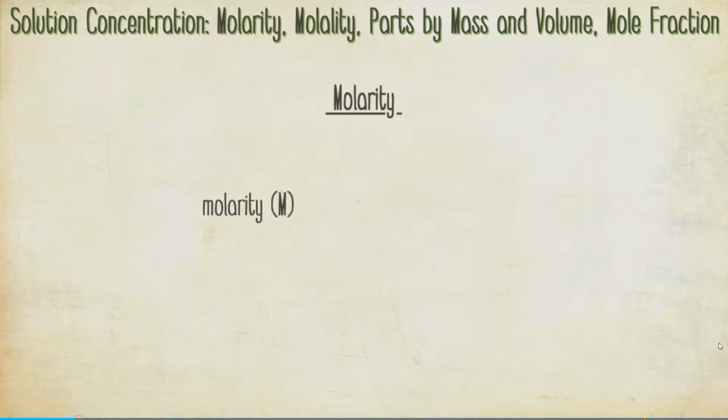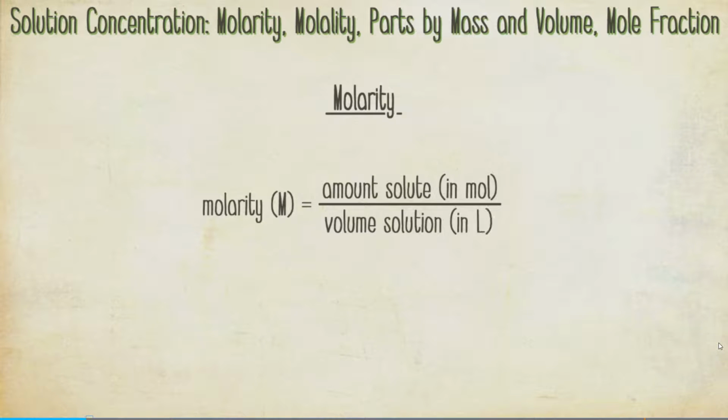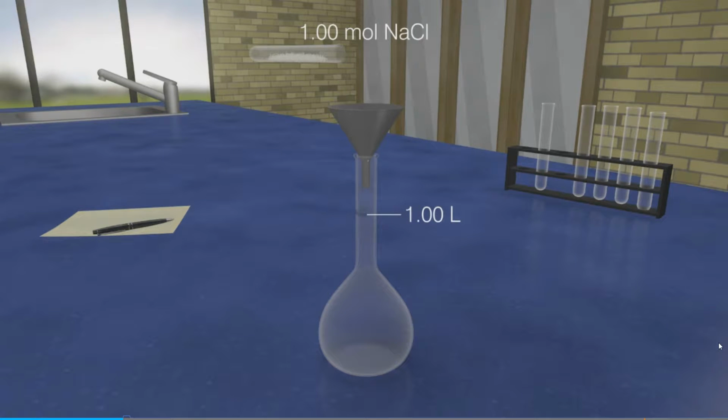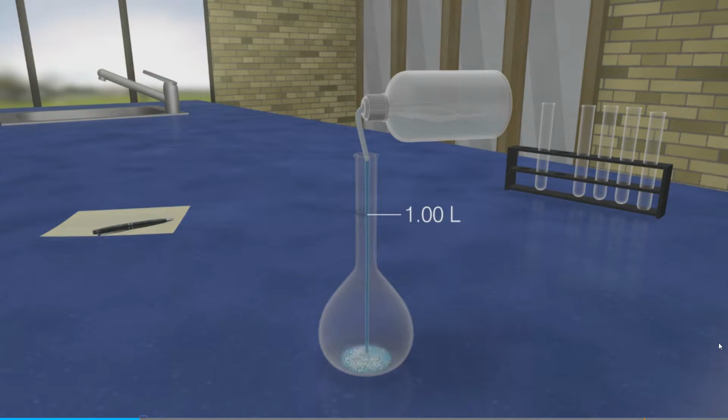The molarity of a solution is the amount of solute in moles divided by the volume of the solution in liters. Notice that molarity is moles of solute per liter of solution, not solvent. When you make a solution of a given molarity, you usually add the solute first and then dilute to the required volume of solution. For example, to make a 1 molar aqueous sodium chloride solution, add 1 mole of sodium chloride to a flask. Then add a little bit of water to dissolve the sodium chloride, and then add enough water to reach 1 liter of solution.